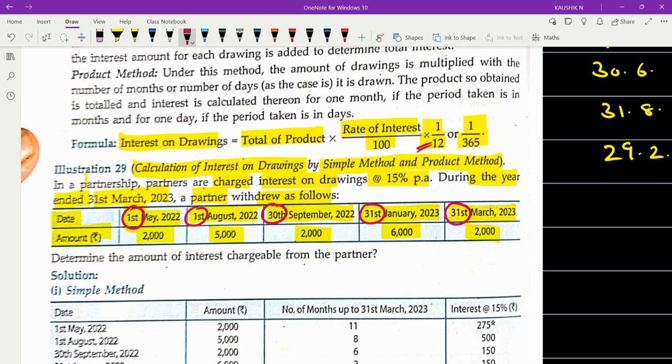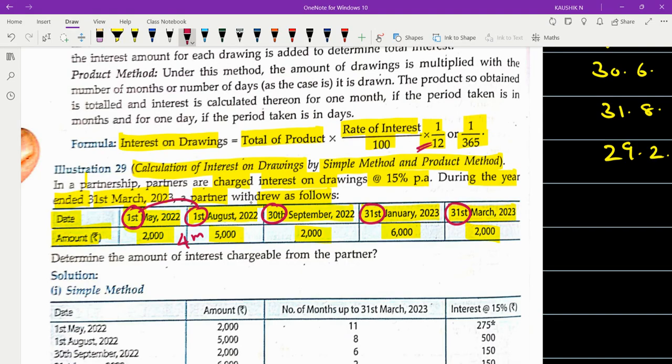Fine. Now, if you look at the consistency, the 1st May to 1st August. So May, June, July, August. The time interval between these two withdrawals is 4 months.